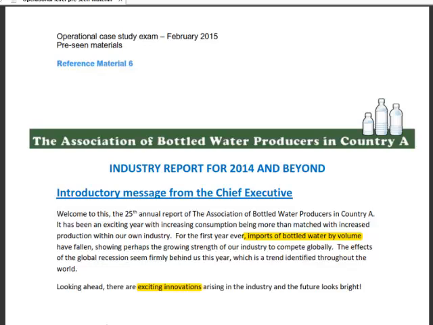The next page is an industry report for 2014 and beyond by the Chief Executive of the Association of Bottled Water Producers in Country A. The only two things in this short report that I can suggest might be interesting is that the imports of bottled water by volume have fallen, perhaps demonstrating the strength of the local industry. And he's talking about exciting innovations arising in the industry. So again, perhaps a new product or a new something will be introduced, and that might tie up with things that we read later in the marketing material.